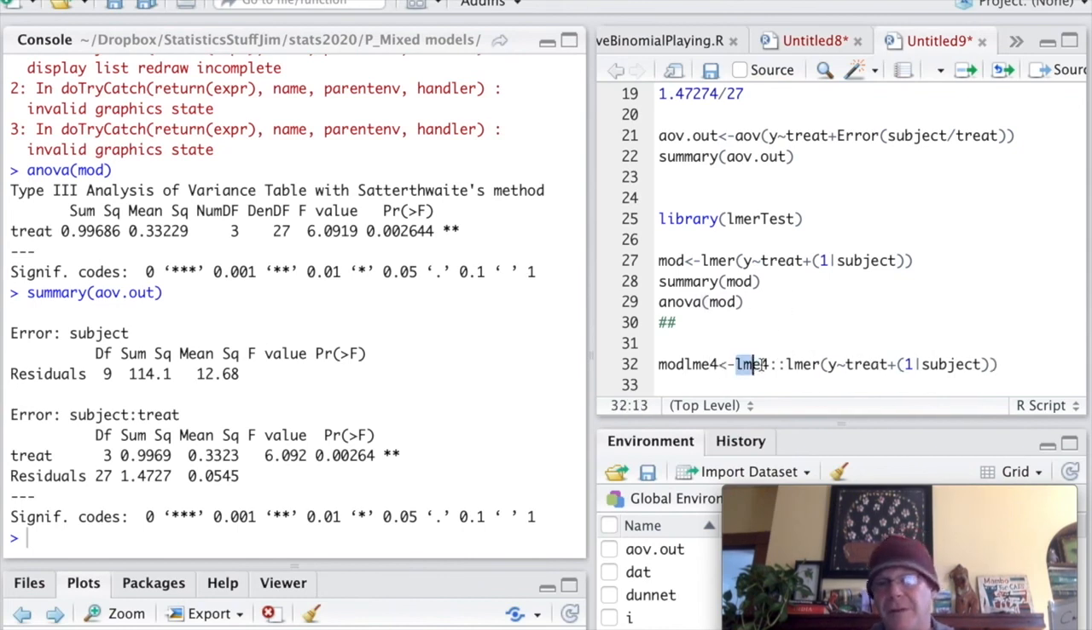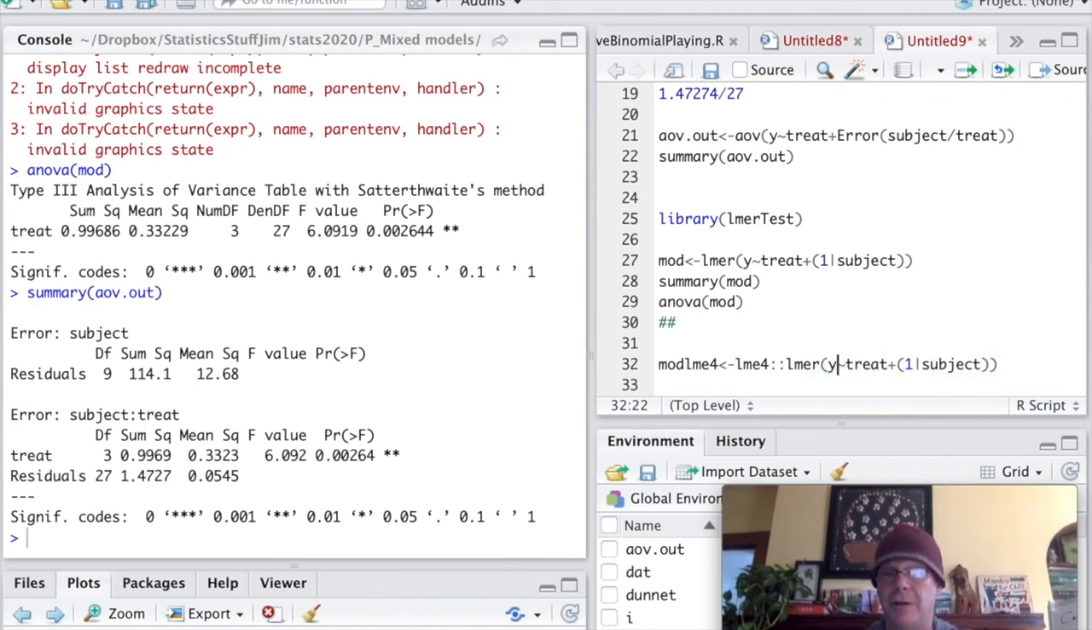So this is a way in R where I can say I don't want to use lmerTest's version of lmer. I want to use the version of lmer from lme4. And again, there are two functions that are called the same thing, but lmerTest overwrites the version that's in lme4. And I apologize if that's confusing. I'm not the one who wrote the packages.